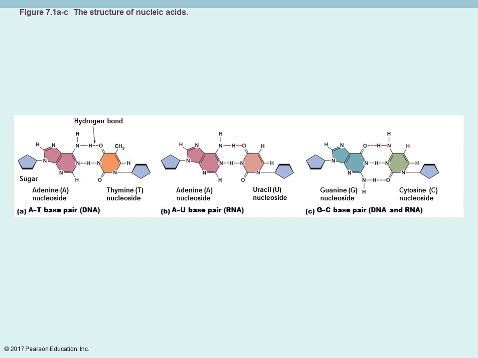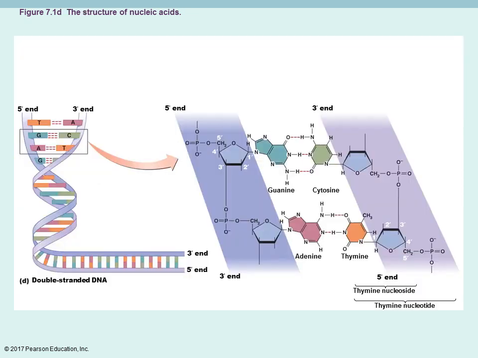In figure B, you can have adenine hydrogen bonding, once again by two bonds, to uracil. This would be found in RNA. Uracil is found only in RNA, thymine is found only in DNA. And then both RNA and DNA have the GC pair, guanine and cytosine, that will bond together by three hydrogen bonds. So this is just the base component of the nucleic acid.